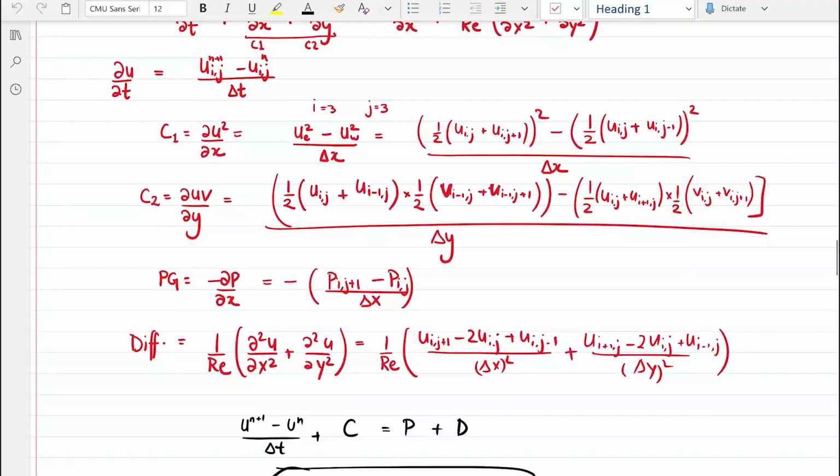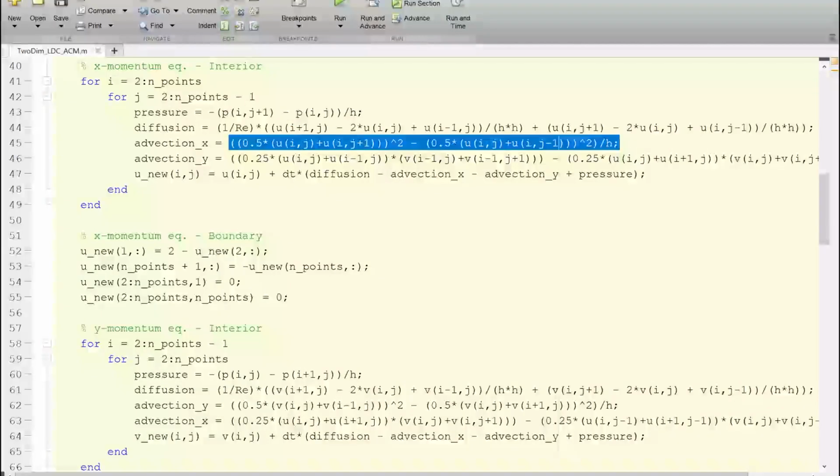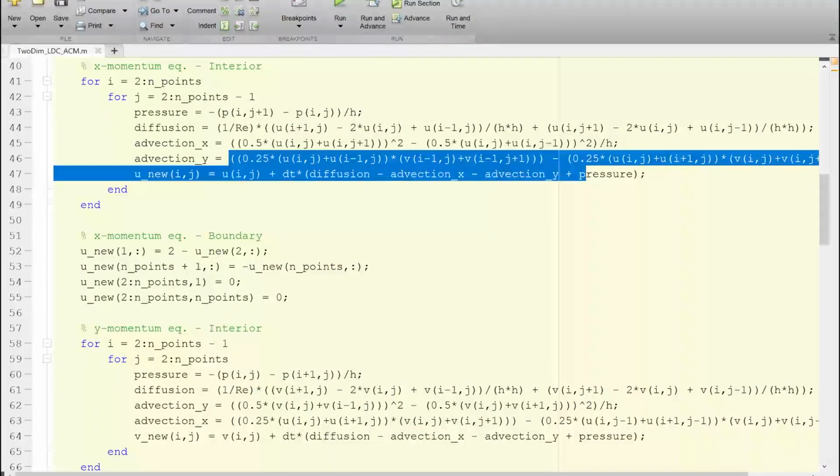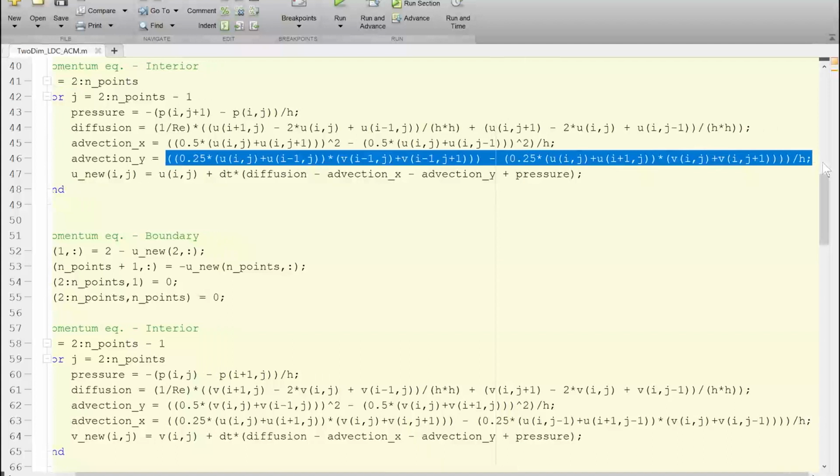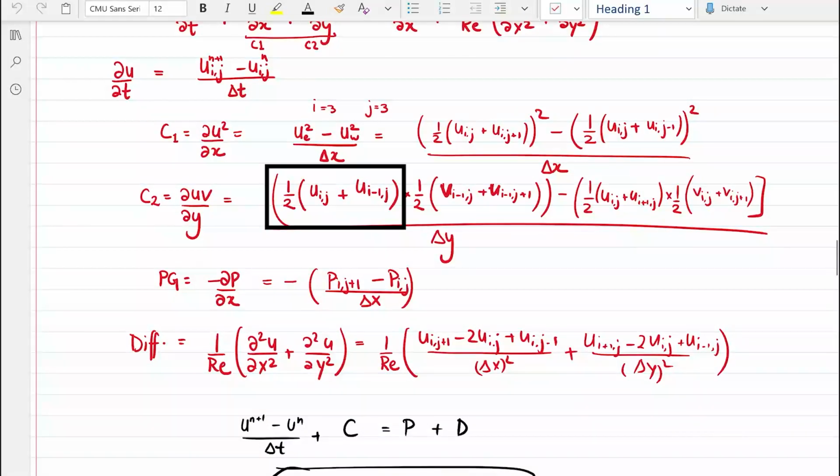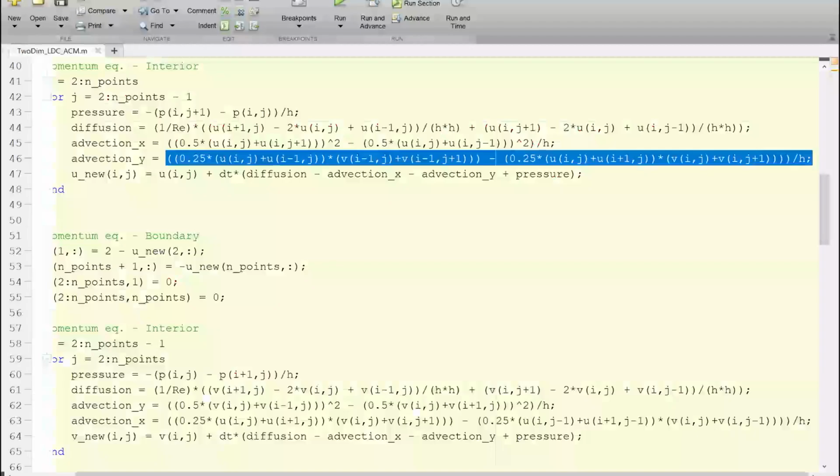Similarly, we have the del uv by del y term, which is also coded here, but it's slightly bigger. Let me highlight that. We have u at i comma j and i minus 1 comma j, so it's exactly the same thing. There's nothing new. As long as we get the control volume and the control faces right, we would get it eventually right. And then we have i minus 1 comma j and i minus 1 comma j plus 1. That is exactly the same here, and the rest of the part is the same as well. I can assure you that.